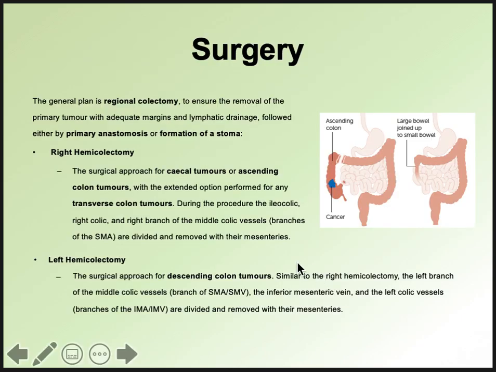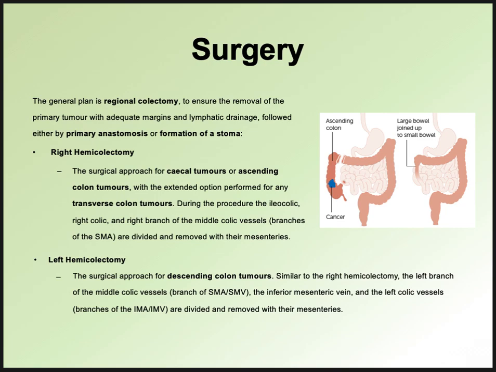In terms of surgery, laparoscopic approaches give better recovery and fewer complications. It doesn't mean they're better than traditional open surgeries, because ultimately the end result is the same. There may be better recovery times, and this may be better for the patient on a patient-to-patient basis. Now, the general plan is a regional colectomy. So this is the removal of a primary tumor with, as I said, adequate margins and lymphatic drainage, followed either by primary anastomosis or formation of a stoma.